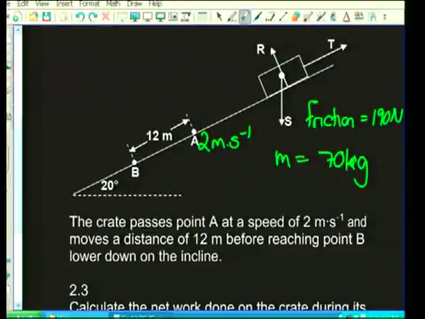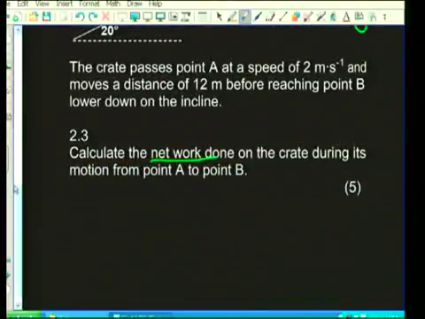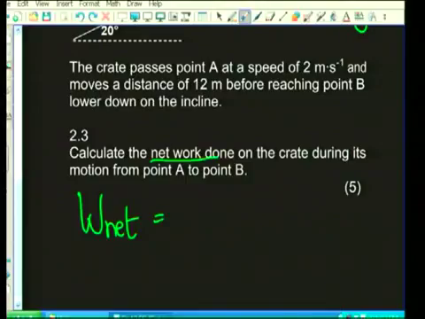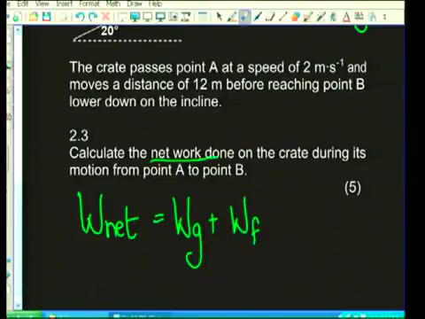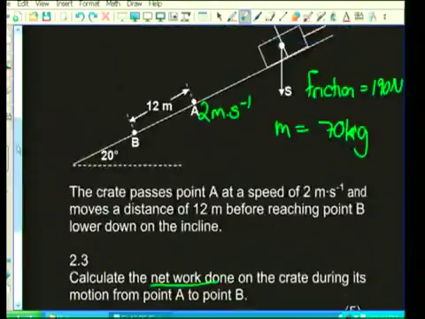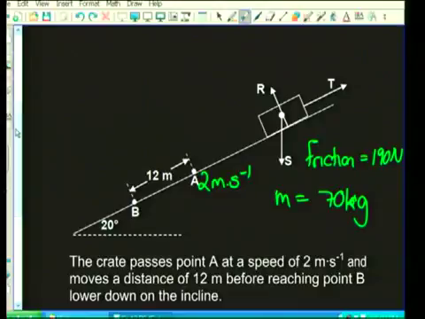Now, it's moving down at a constant speed, so we want net work done. It's not going to be 0, but we don't know what the change in kinetic energy is, so we can't do that yet. But what we do realize is the net work done will be equal to the work done by gravity plus the work done by the frictional force. How are we going to make our lives easier?